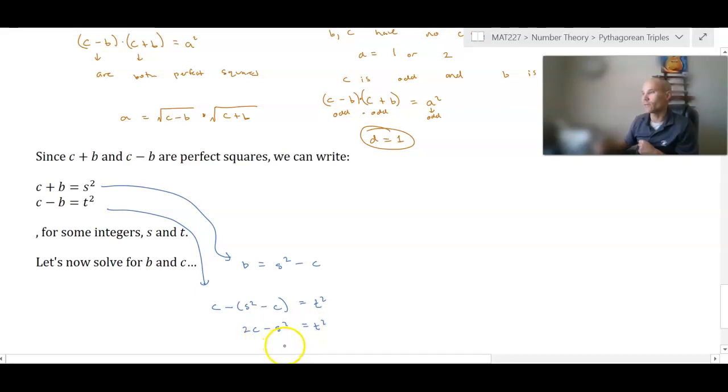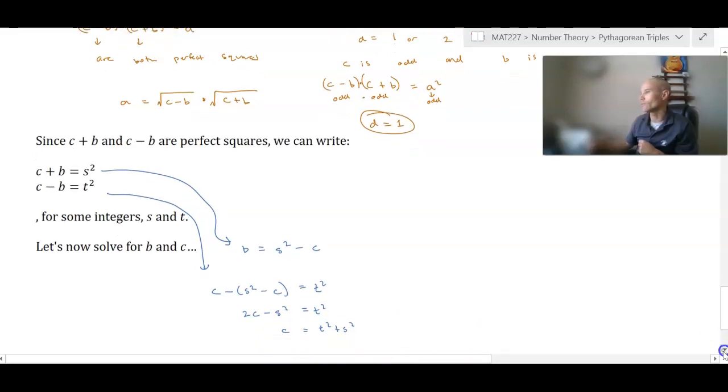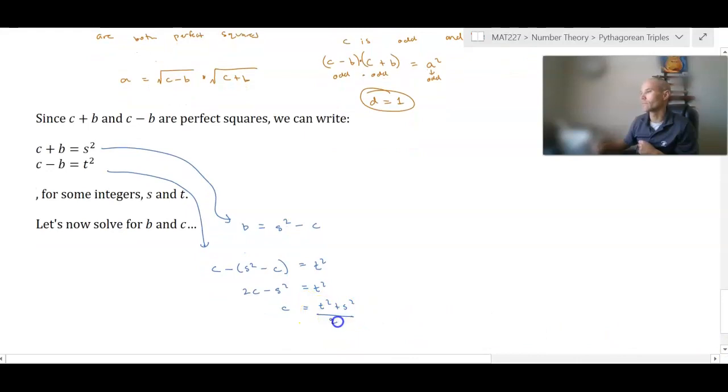So solve for c. We get c is equal to t squared plus s squared over 2. So there's our value of how c should be computed given two integers t and s. B is going to equal s squared minus c. Well, now we know that c is equal to t squared plus s squared over 2.